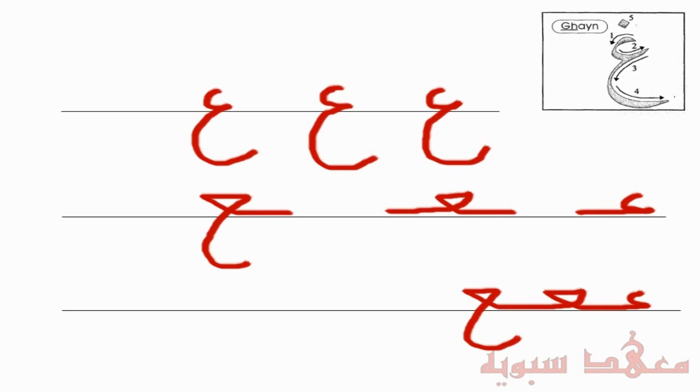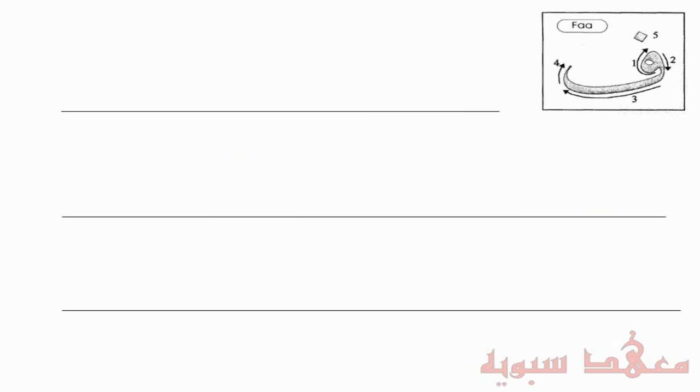Next letter is the ghain. It's exactly the same as the ain, except for the dot. So once again, we'll dot them all. And that's the ghain. Next we have the fa.